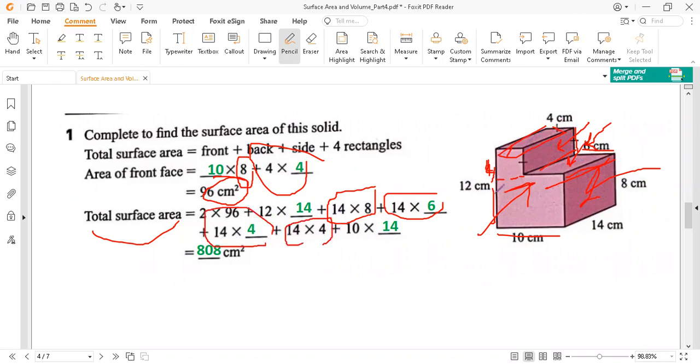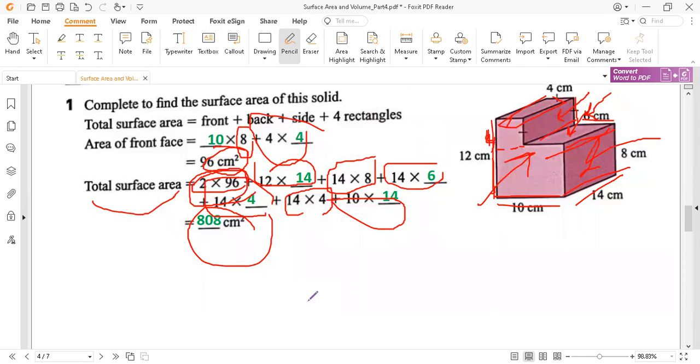Then we have the left side, a big rectangle with 12 and with 14 as the depth, the width. So it is 12 by 14. Then we have the bottom, a rectangle of 10 by 14, and we add the area of the front and back surfaces to obtain the whole one.